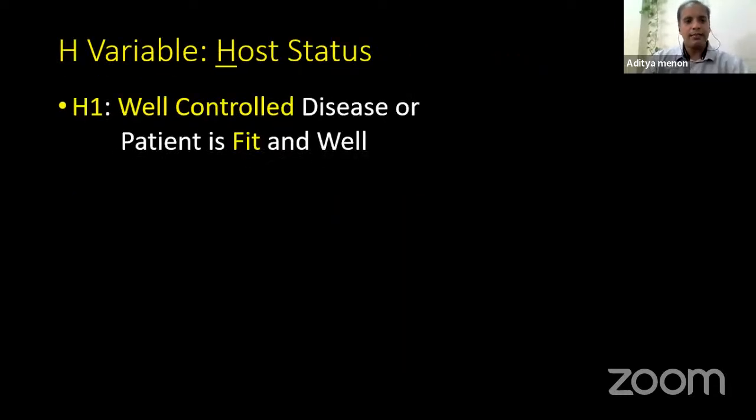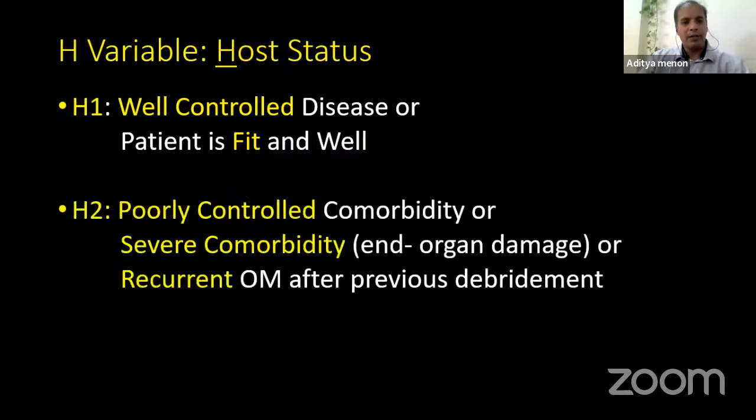Looking into the host status, H1 is a well-controlled disease, or the patient is well. So a patient may have diabetes, but it is well controlled, or hypertension, or a well-controlled cardiac issue, not decompensated, then it would come in H1. H2 is a poorly controlled comorbidity or a severe comorbidity, like end organ damage. A patient on dialysis would be classified into this.